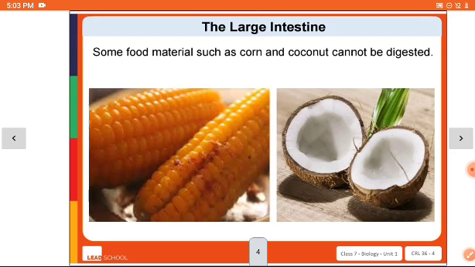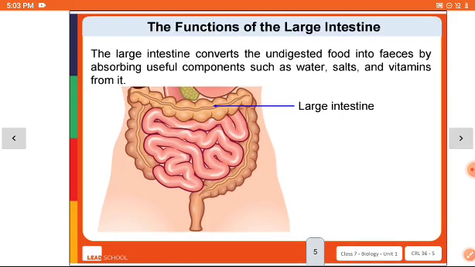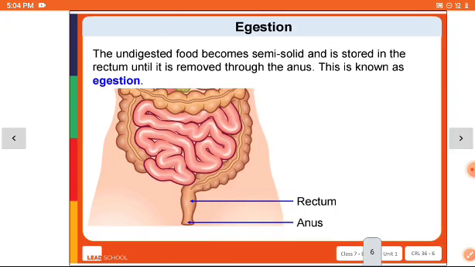Some food materials such as corn and coconut cannot be digested. The function of the large intestine is that it converts the undigested food into feces by absorbing useful components such as water, salt and vitamins from it. The undigested food becomes semi-solid and is stored in the rectum until it is removed through the anus. This is known as egestion.